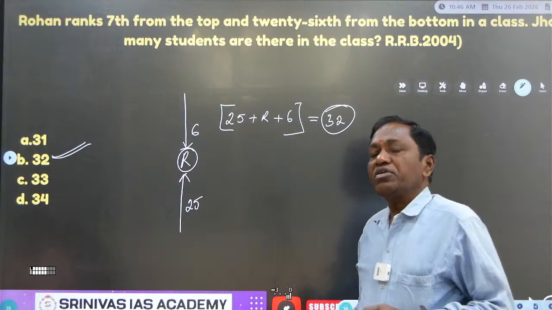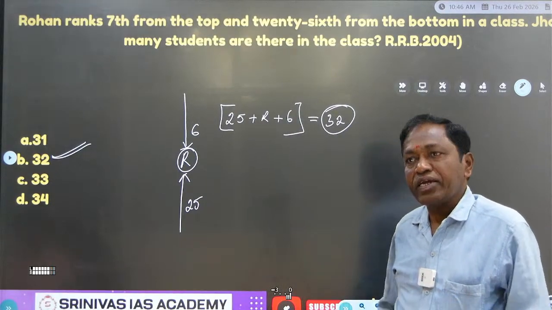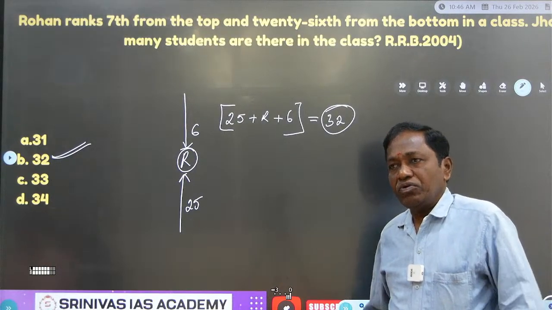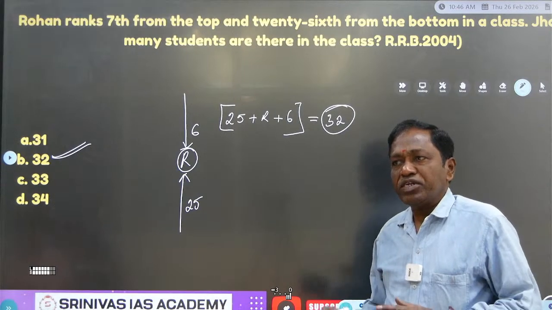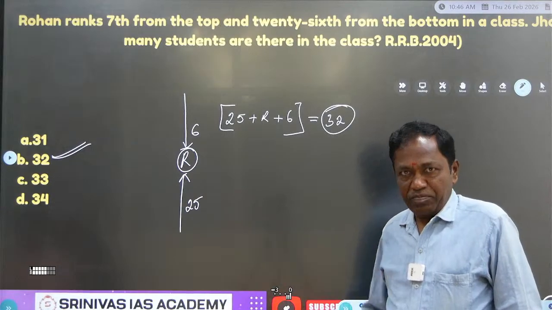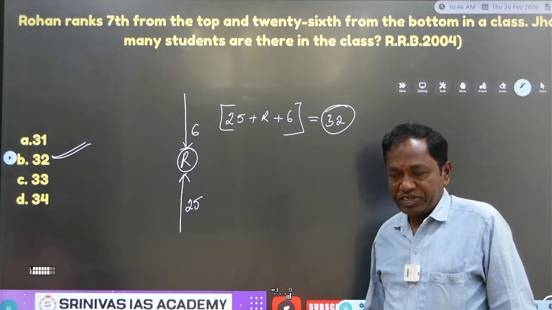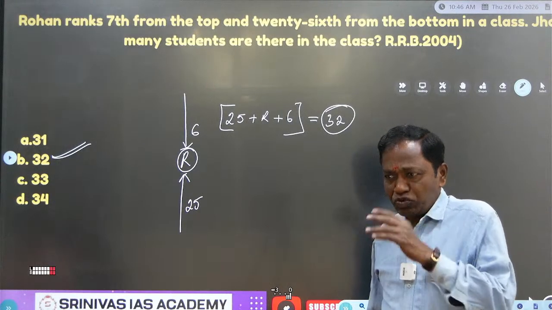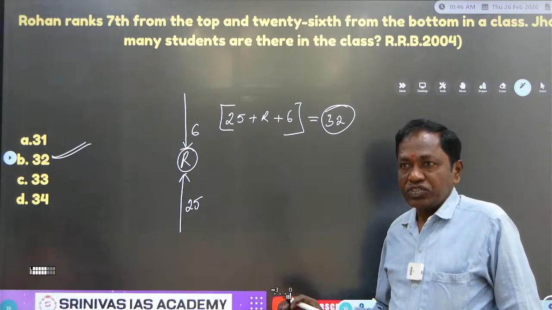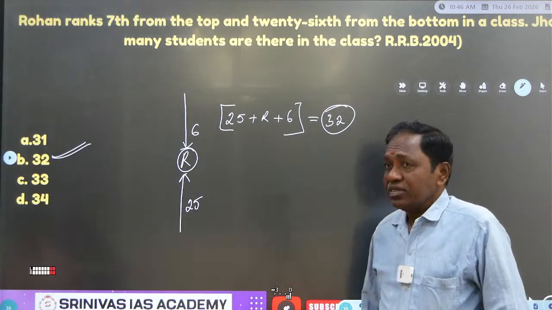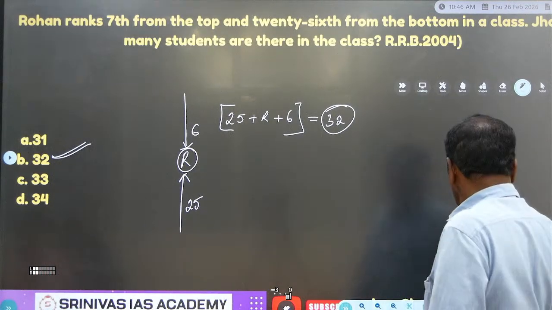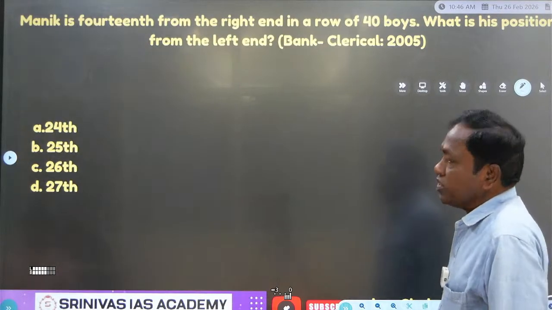Every alternate year you are facing one single question from ranking and row. Look at the previous papers and everything. Because you are allowed to solve 8 to 10 questions, easy solving will be there. One is coding, decoding, ranking, number series, alphabet series, like that. Very simple questions. Even we are solving little tougher questions also. Let us move on to the next question.